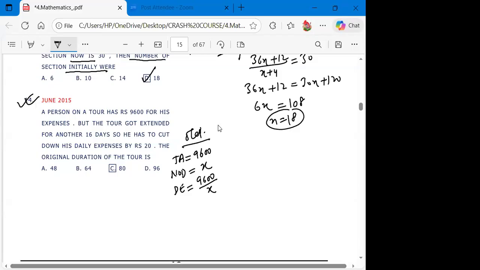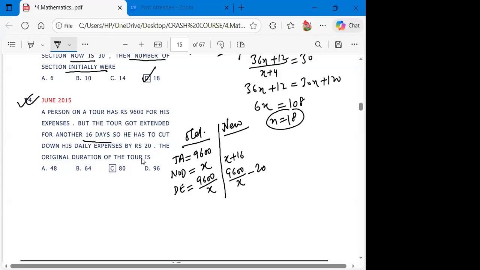Now, in the new position, they are saying the tour extended for 16 days. So the number of days becomes X plus 16. And now he is saying that he has to cut down his daily expense by 20 rupees. It means the daily expense was this much, the old one, cut down by 20, so it becomes this one. How many of you understood this new situation? Clear? How I'm forming the data?